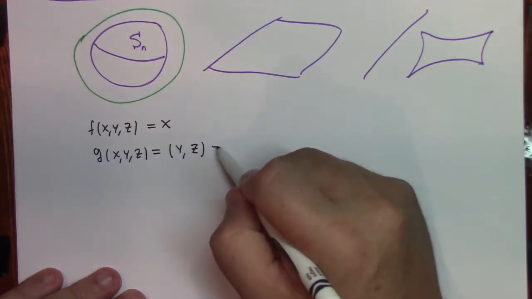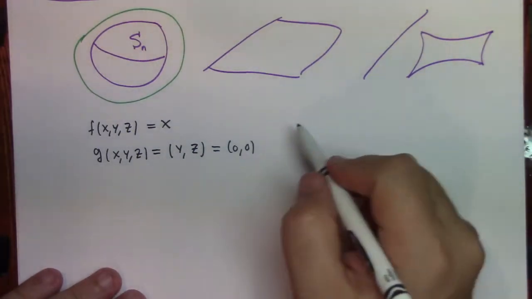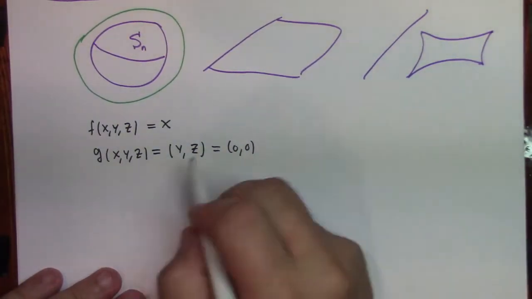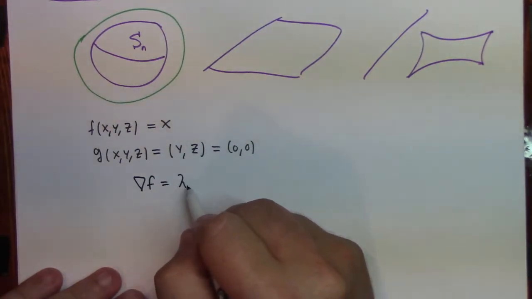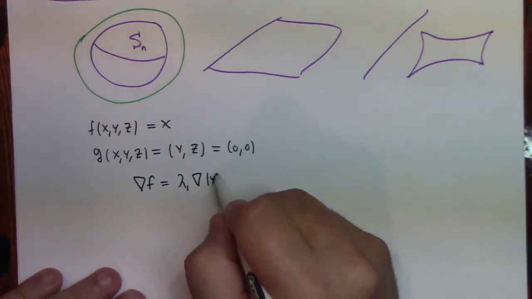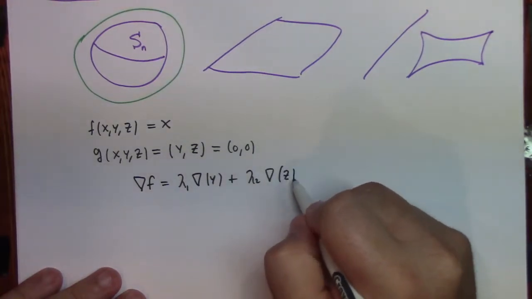Y and z are both 0. Okay. So let's see here, method of Lagrange multipliers. So we have two constraints in this case. So we would try to solve the gradient of f is equal to lambda 1 times the gradient of y, plus lambda 2 times the gradient of z, if we follow the method.